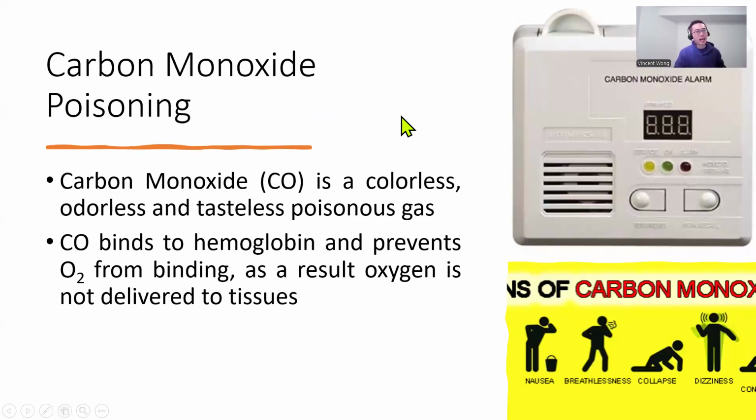Anyways, last one here. We have carbon monoxide poisoning. Carbon monoxide is a colorless, odorless, and tasteless poisonous gas. You cannot detect it with any of your senses. That is why you should have a carbon monoxide detector at home. And if you have one at home, you should not put it in the kitchen. You should put it where you sleep because that is the most likely place where you are going to get carbon monoxide poisoning and potentially die from it.